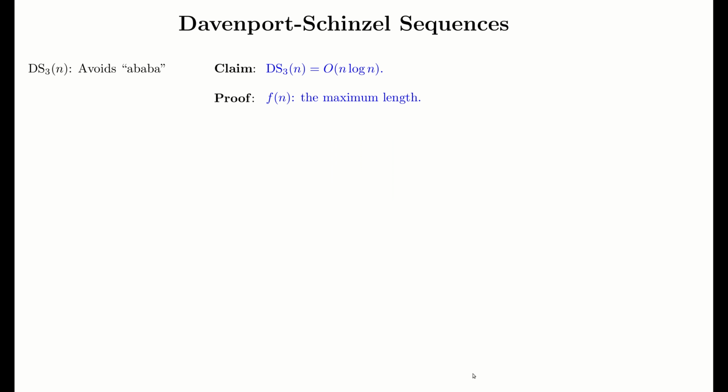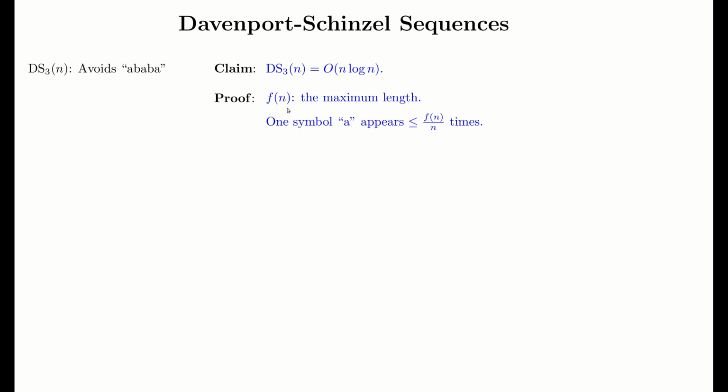And now finally we look at a sequence of order 3. Such sequences avoid repetitions or avoid patterns of ABABA. We claim that we could bound the maximum size of such a sequence with n log n. Let f of n be the maximum possible length that we could obtain for such a sequence. This of course means that we have a string with length f of n given n symbols.